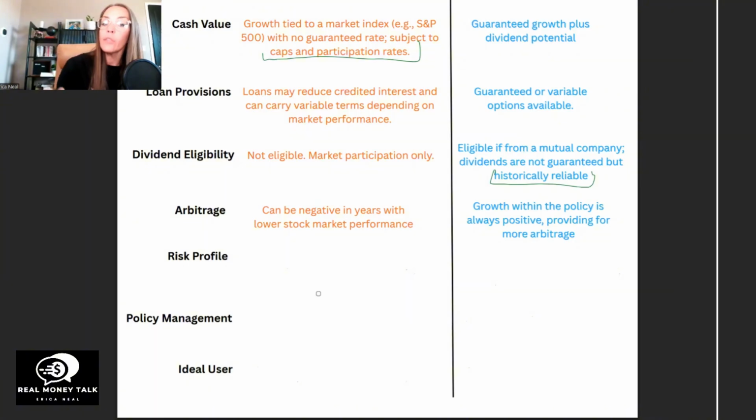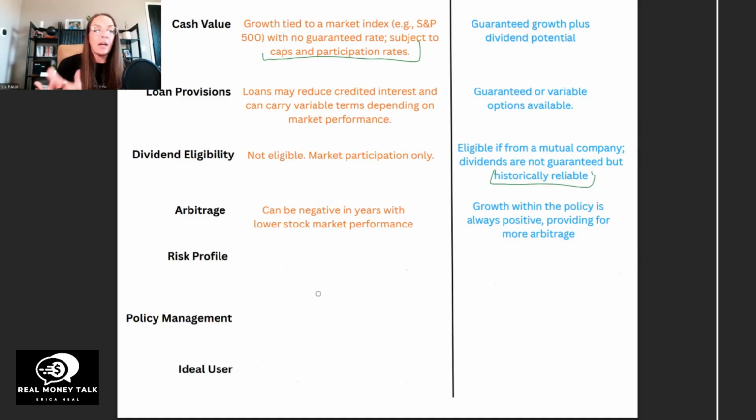Now, on the whole life side, your growth is guaranteed. It's always, always, always going to increase because you have the guarantee. You also have incredibly reliable dividends. In fact, the dividends do get bigger and bigger every year because you have a bigger and bigger policy as you're paying into it, which means you have more and more ownership of the company. So the point is your dividends get bigger and bigger and you have a guaranteed rate that's being paid.